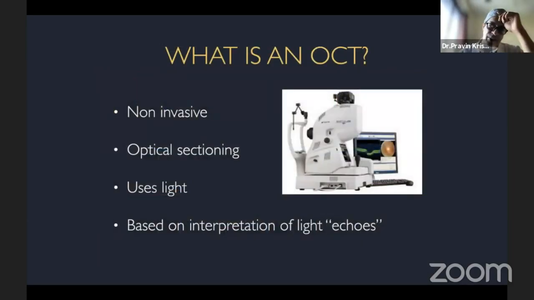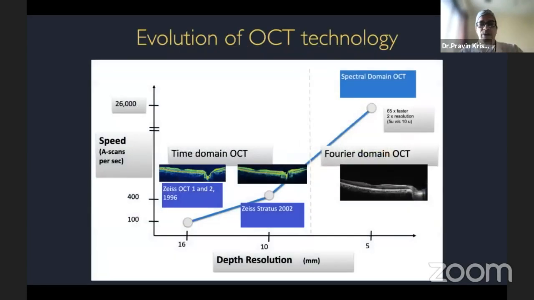Basically, it is a non-invasive method of optically sectioning the eye or the cornea using visible light and not using sound. And the interpretation is based on the reflectance of light that actually comes back into the machine. In the early days, a lot of you probably might not remember the original OCTs that we had in the early 2000s. They were the time domain OCTs. The example is the Stratus OCT that was available then.